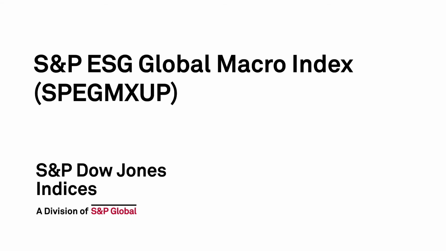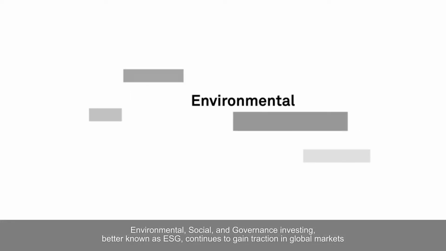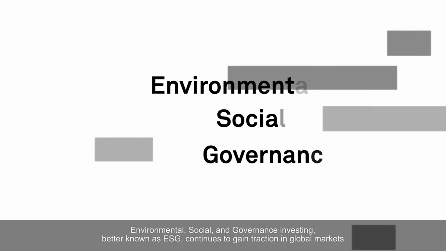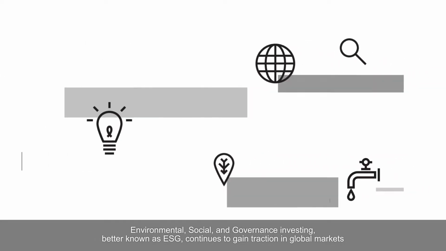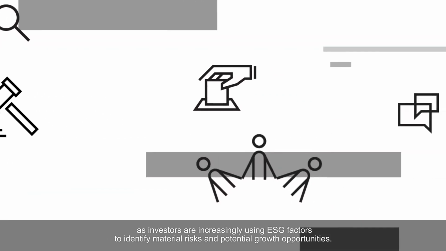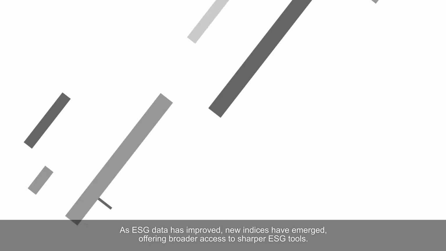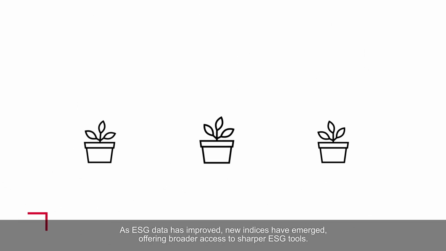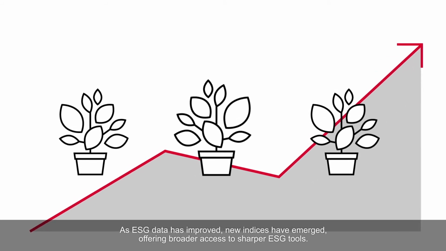S&P ESG Global Macro Index, a dynamic, diverse, multi-asset approach to ESG. Environmental, social, and governance investing, better known as ESG, continues to gain traction in global markets as investors are increasingly using ESG factors to identify material risks and potential growth opportunities. As ESG data has improved, new indices have emerged, offering broader access to sharper ESG tools.